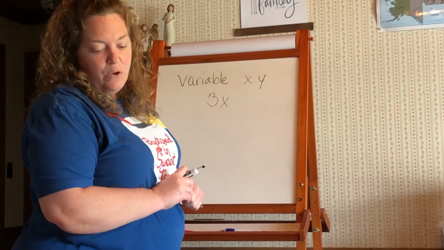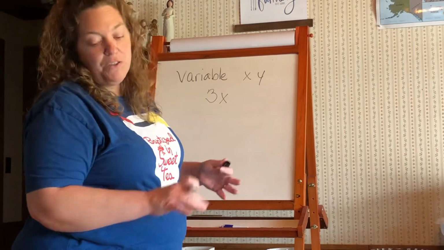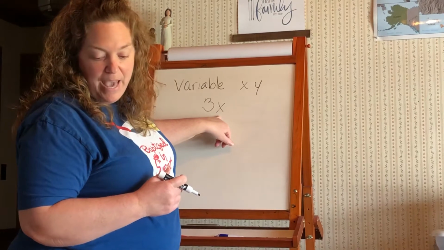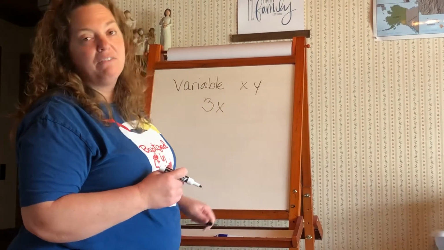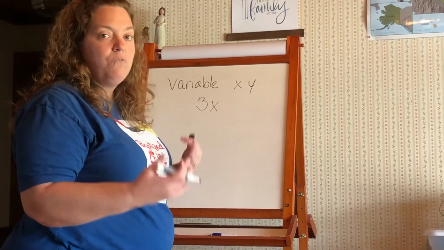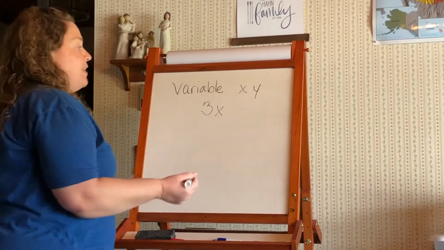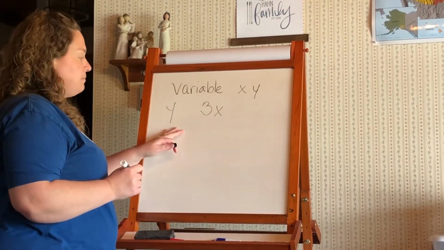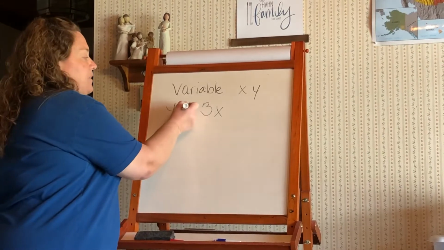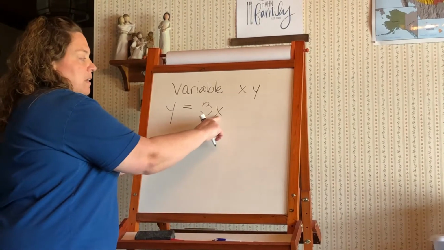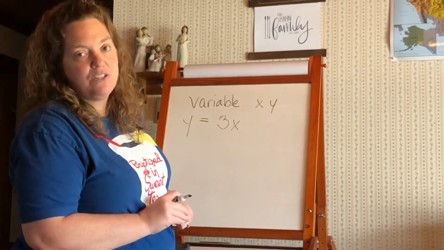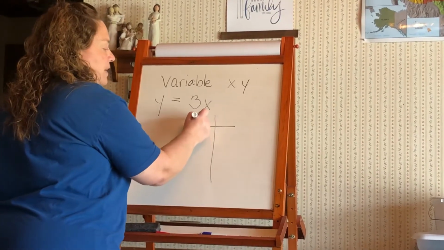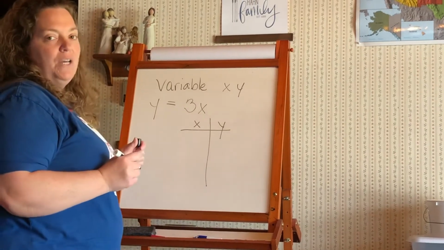Okay? So the question says, show the mathematical relationship between the time and the amount of water that runs out of the hose. So the total amount of water that runs out of the hose, we don't know. So that's going to be Y. Y equals the total amount of water that comes out. And we figure that out by doing 3 times the amount of time it takes to do that. So what we can do is we can set up a chart. We can have X on one side and Y on the other.